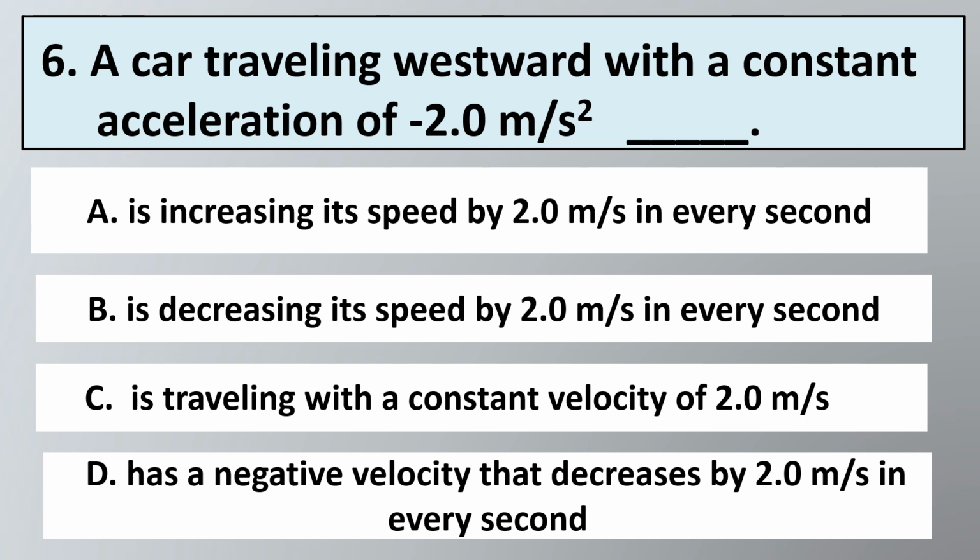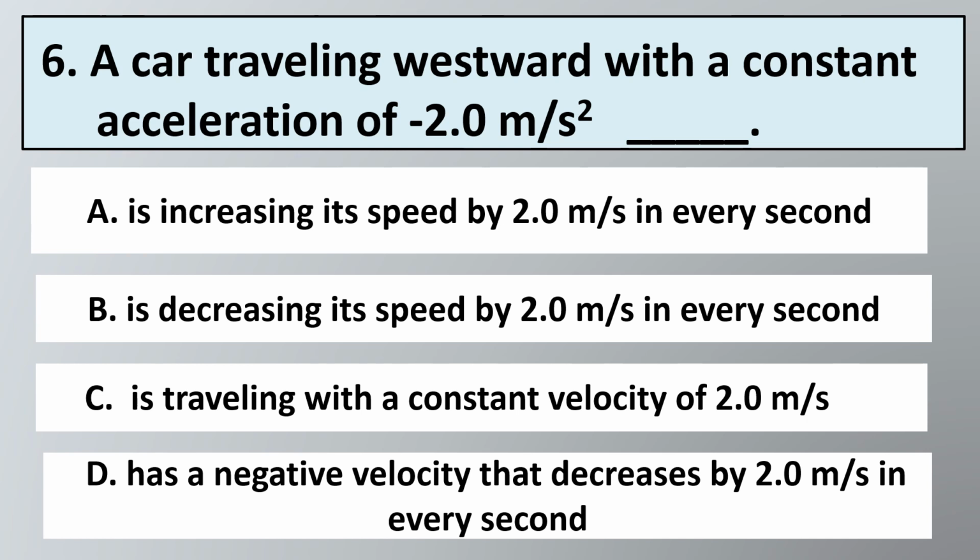Okay, to help us determine the correct answer, we need to focus on the keywords in the question. When we say the car is traveling westward, it means that the direction of the velocity of the car is going west, or negative x, or to the left. And then its acceleration, which is constant, has a negative sign equal to negative 2 meters per second squared.